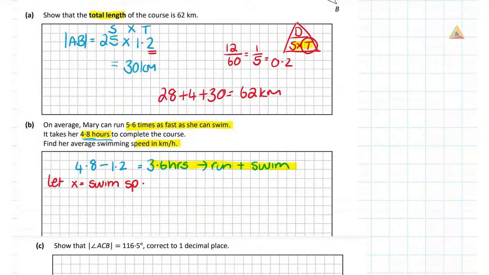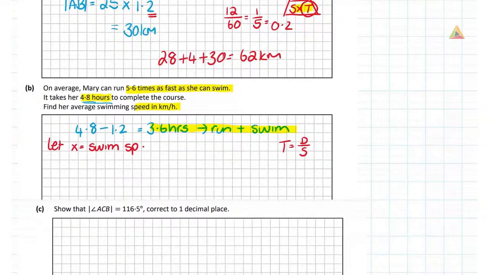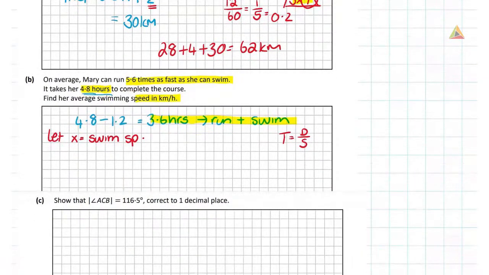So you can see there that if you cover the T with your hand, you're left with time is distance divided by speed. So let's take the time that it takes her to run and the time that it takes her to swim. If we take the time that it takes her to run first of all, that's going to be the distance that she's running, which is 28, as we're told at the top of the question, divided by her running speed. And we know that she can run 5.6 times as fast as she can swim. We were told that here. So that's just going to be 5.6 times x.